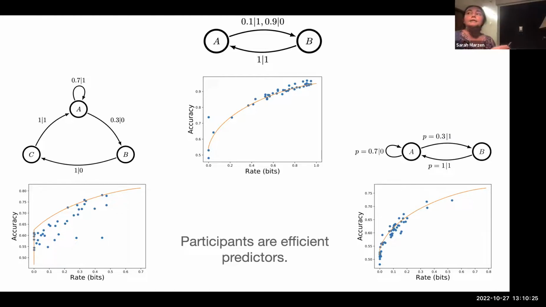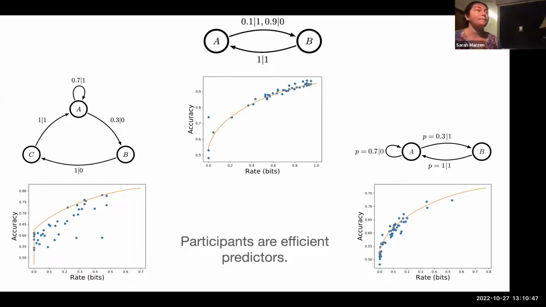So this orange line is the equivalent of the predictive information curve. And these dots correspond to where the participants lie. And you can see that for the noisy periodic 2 process, they lie straight on the line. Same thing for the even process. And then this, it's debatable, but they seem to be pretty efficient predictors of their input.